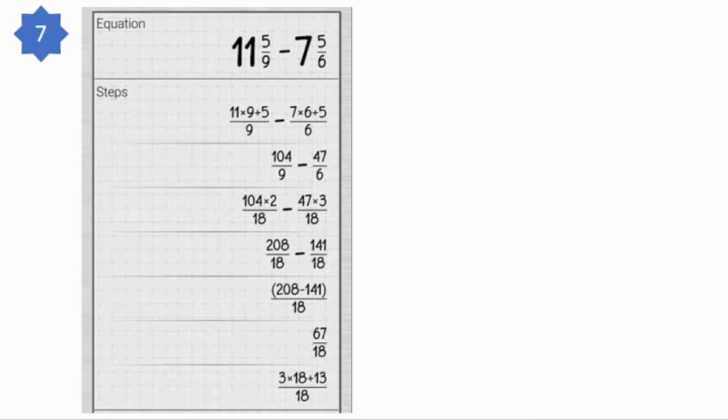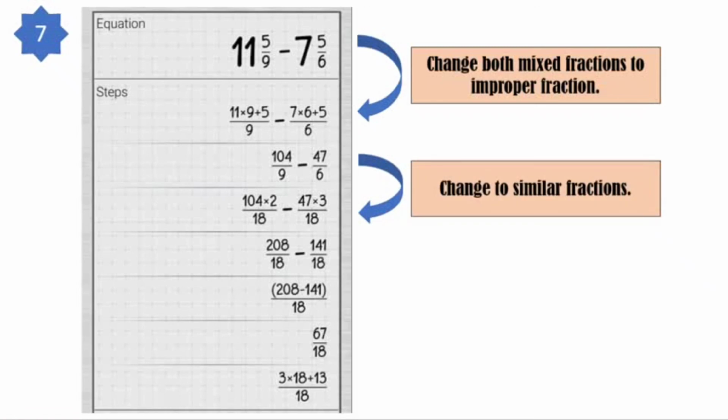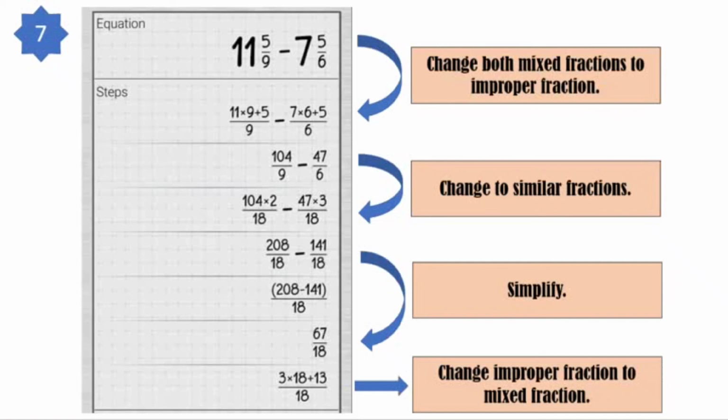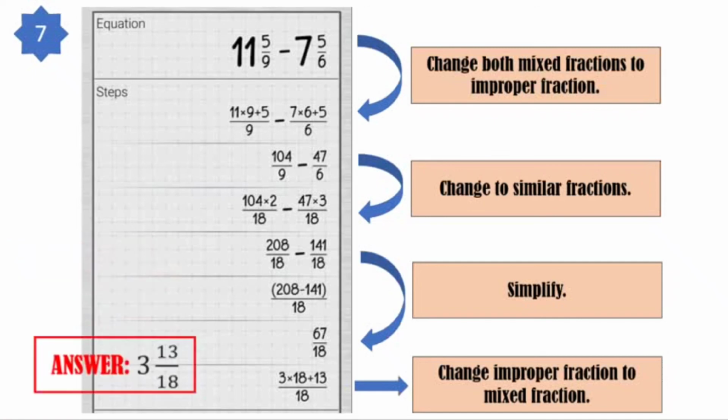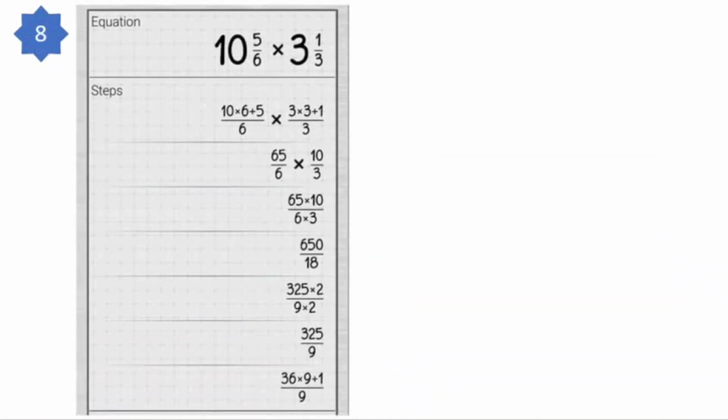Number 7, 11 and 5 over 9 minus 7 and 5 over 6. Again, change both mixed fractions to improper fractions. Change to similar fractions, simplify, and change improper fraction to mixed fraction. Answer, 3 and 13 over 18.